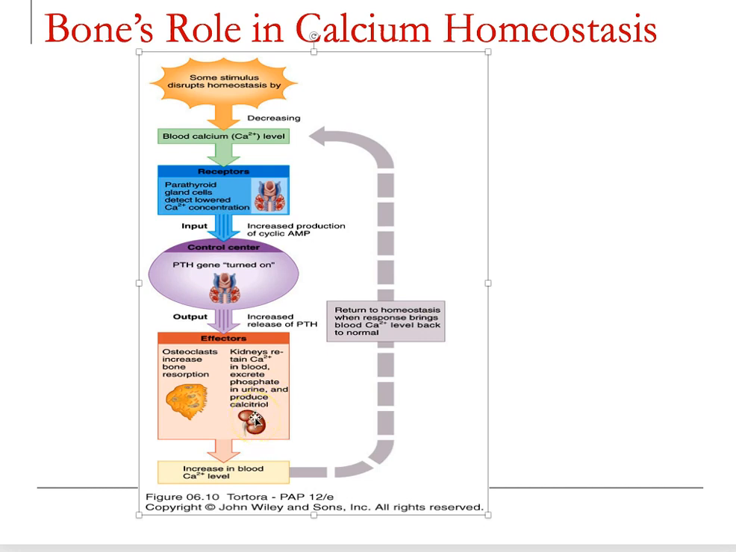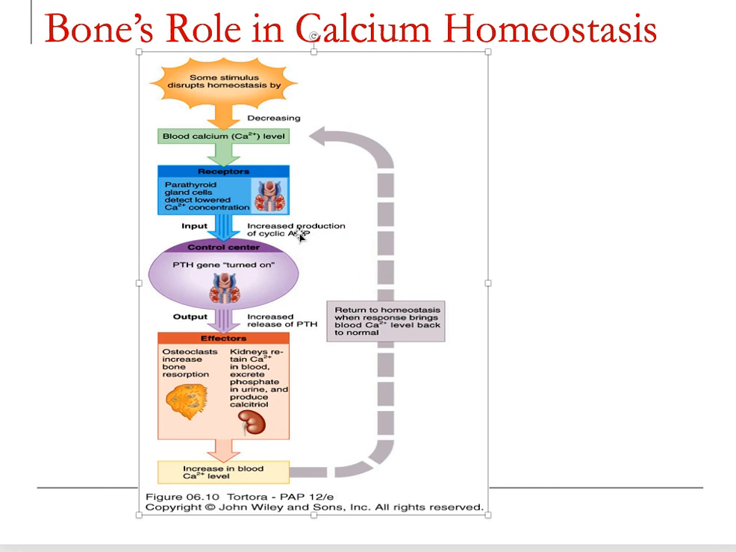So your kidneys do two things. They pee out phosphate, and they increase calcitriol concentration, and now you can absorb more calcium that has just been broken down from bone. This is good. Eventually we get back to our normal calcium concentration levels, and guess what? We don't need any more parathyroid hormone.